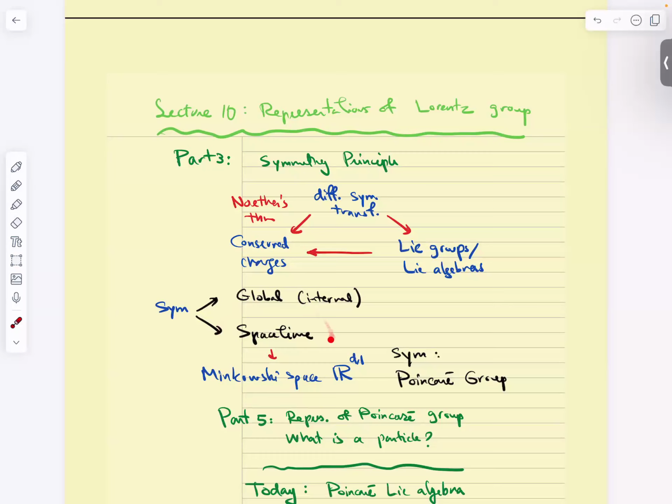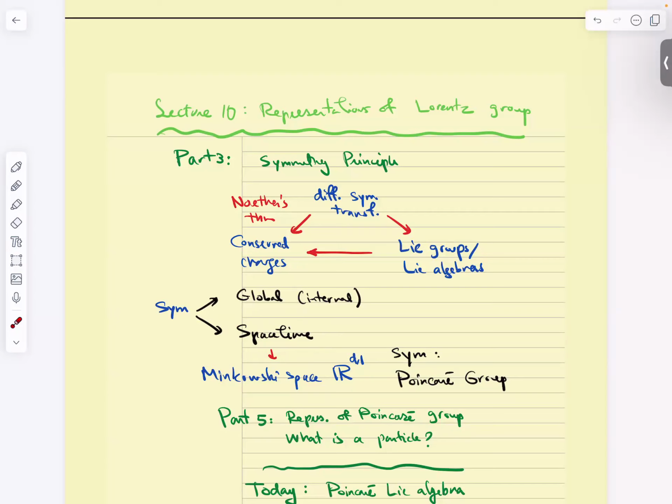But now we saw that we could have transformations that act on space-time, right? So that is going to be the context of the discussion in this section of the course. We're going to be talking about space-time symmetries as opposed to internal symmetries. For now, internal symmetry is synonymous with global symmetry. Space-time symmetry is a space-time symmetry, all right?